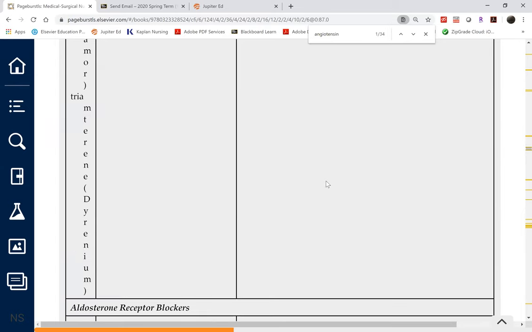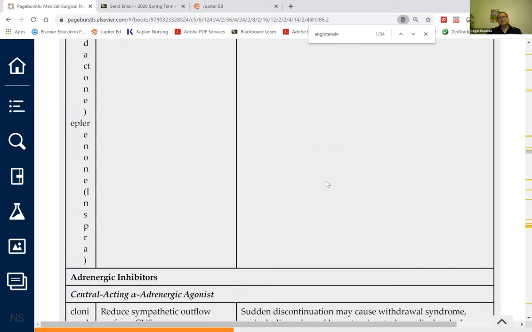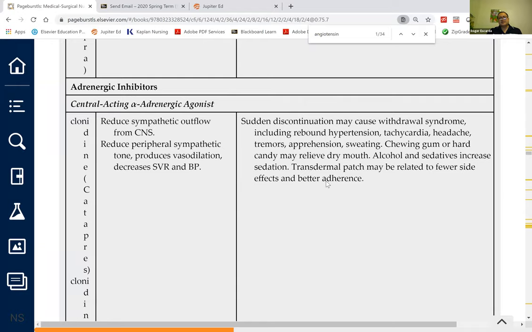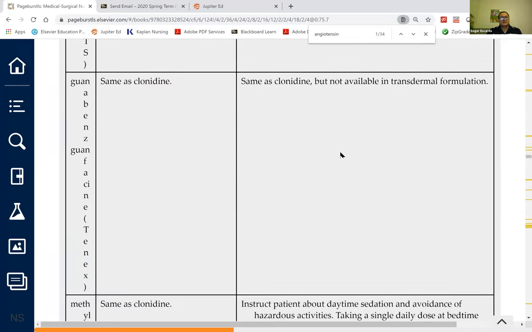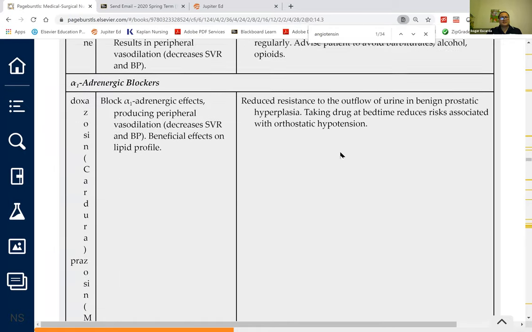There are, of course, certain differences. So let's say, where is ACE inhibitors again?